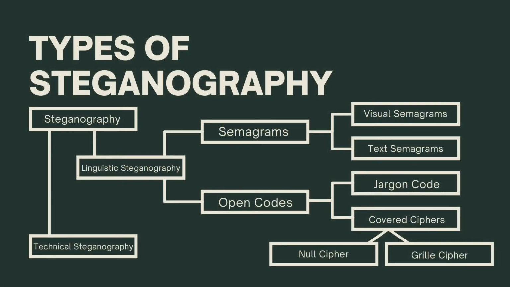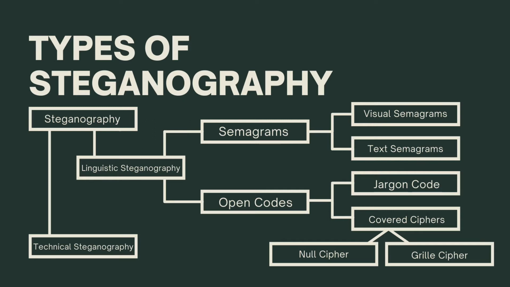These are the types of steganography. First is technical steganography. An example of this is when we use invisible ink to hide our message. Second is linguistic steganography, which can also be classified into two types. The first is the open codes, which consist of jargon code and covered ciphers. Covered ciphers can also be classified into null cipher or Grille cipher. The next one is semagrams, which can be divided into visual semagrams and text semagrams.